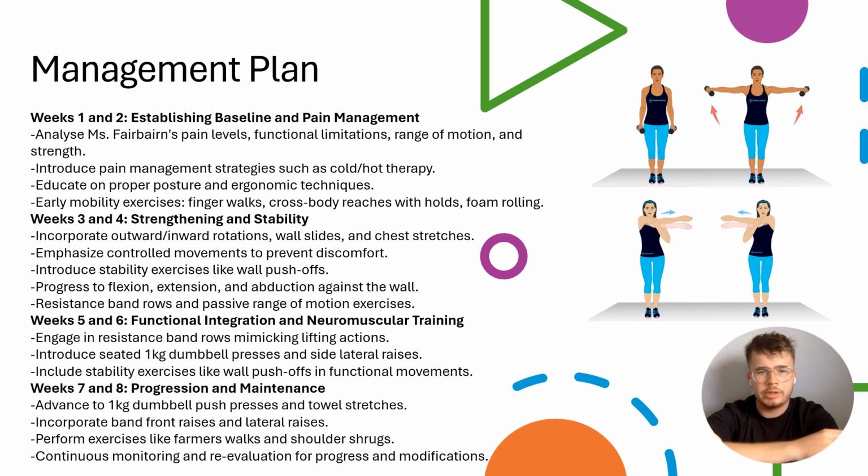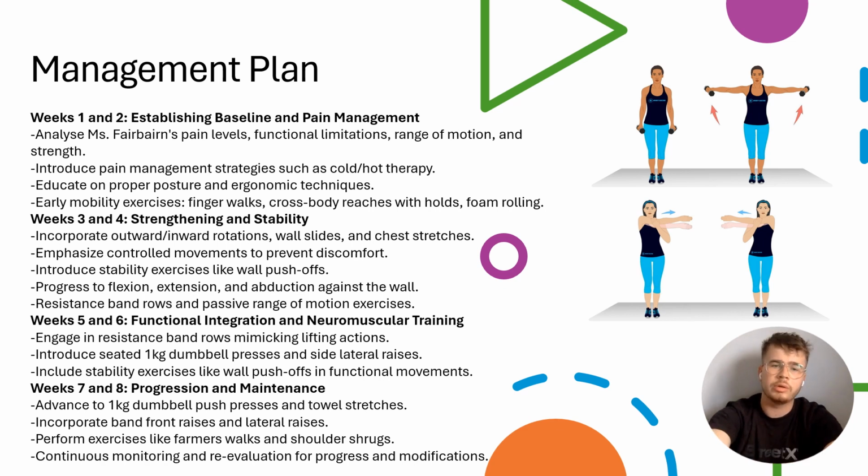Additionally, stability exercises such as wall push-offs can be introduced to enhance shoulder stability and control. By week 4, Ms. Fairbairn progresses to flexion against the wall, extension against the wall, and abduction against the wall, each being held for 30 seconds to further challenge shoulder mobility and stability. These exercises are accompanied by resistance band rows, which target the upper back muscles in aid of improving posture and shoulder function.